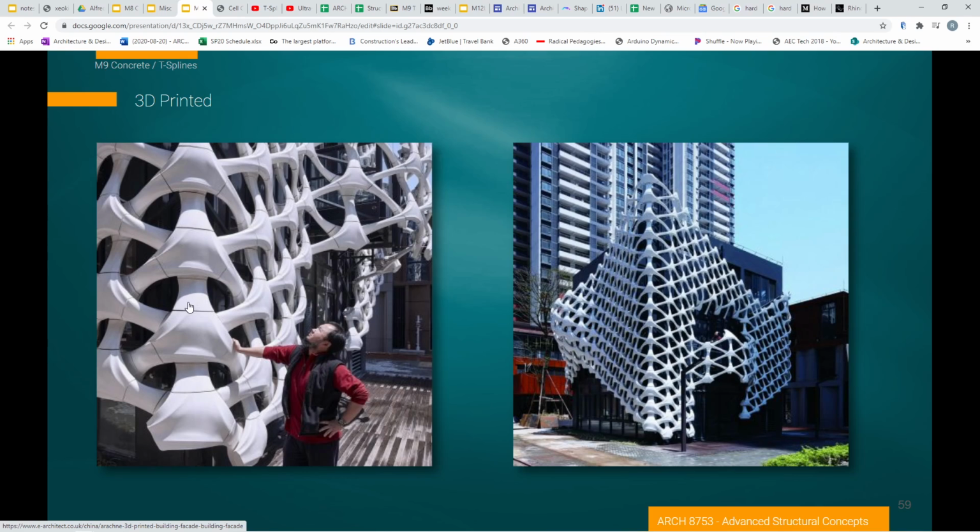these are 3D printed shapes that are applied as a second facade to a building, and I think it's more in the realm of something that we could conceive of and include in our project. This is obviously very similar to what you'll be doing if you do the T-Spline project. So that concludes our really brief discussion of concrete and T-splines.